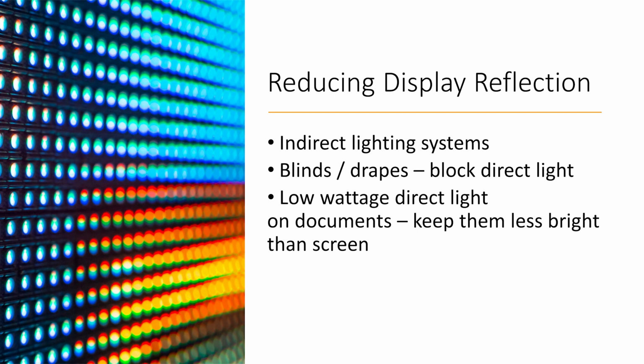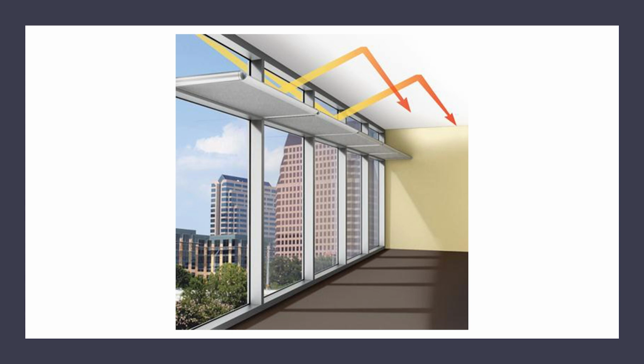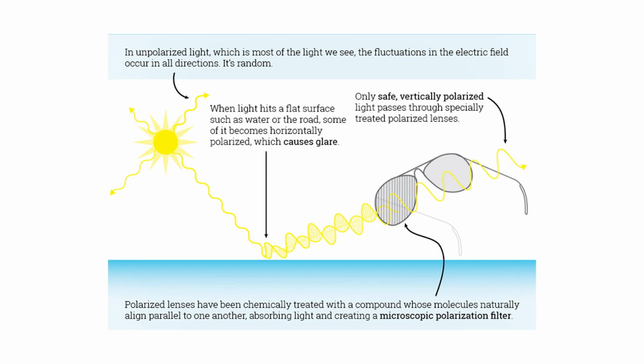We can begin by reducing display reflections by utilizing indirect lighting systems, blinds and drapes to block direct light, and low wattage direct light on documents, ensuring that they're not brighter than the screen. We can also utilize polarized lenses, either on sunglasses or corrective lenses.